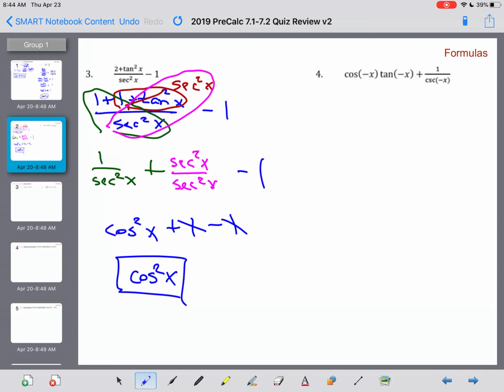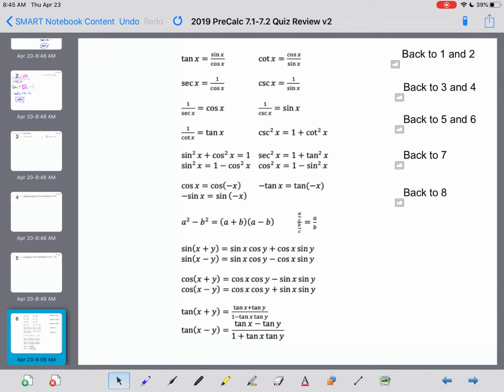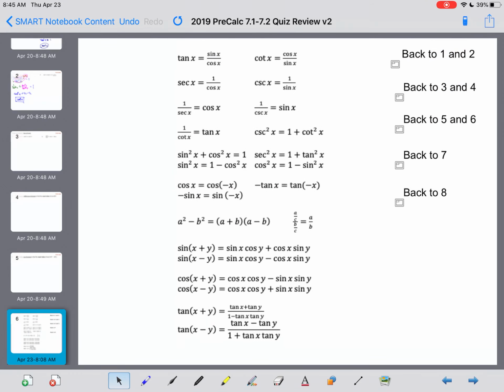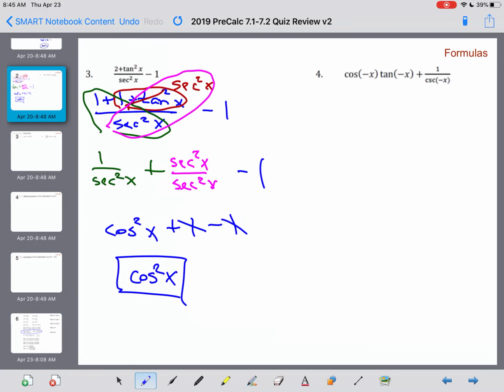Okay, moving on here, we're going to use some negative angle formulas here, and again that would be these guys here, and these are based partly on whether the function is odd or even. So if we go back to here, first of all, cosine of negative x is equivalent to cosine x. Tangent of negative x gives me negative tangent x.